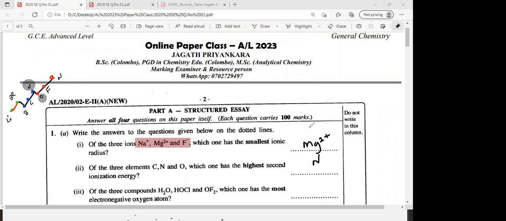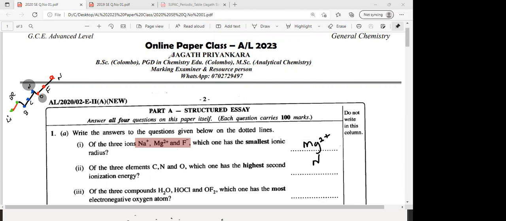The next one, who can give me the answer for part 3? Of the 3 compounds, which one has the most electronegative oxygen atom? Electronegativity, I told you, when oxidation number increases, electronegativity increases. Right? When oxidation number increases, electronegativity increases. Okay, I'm waiting.